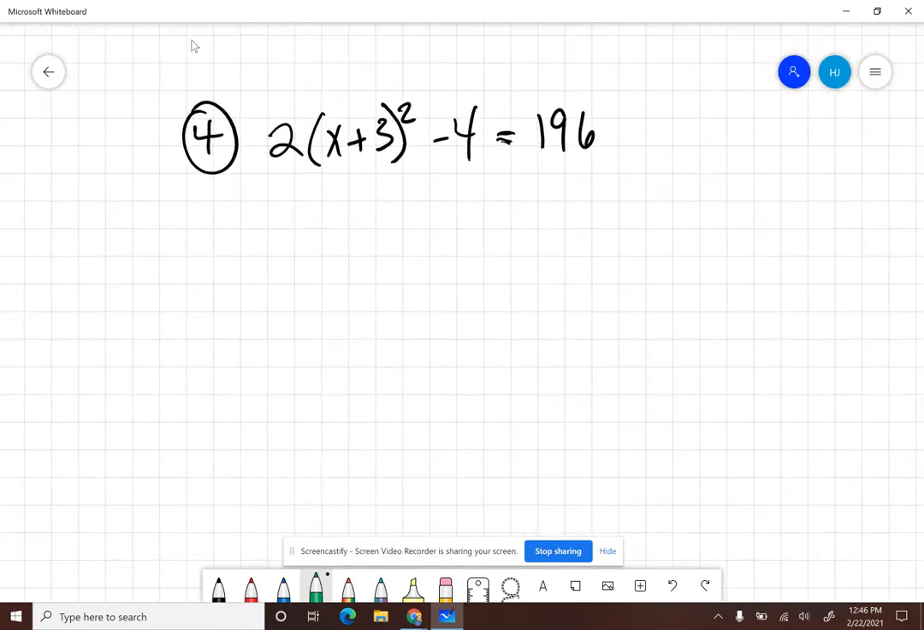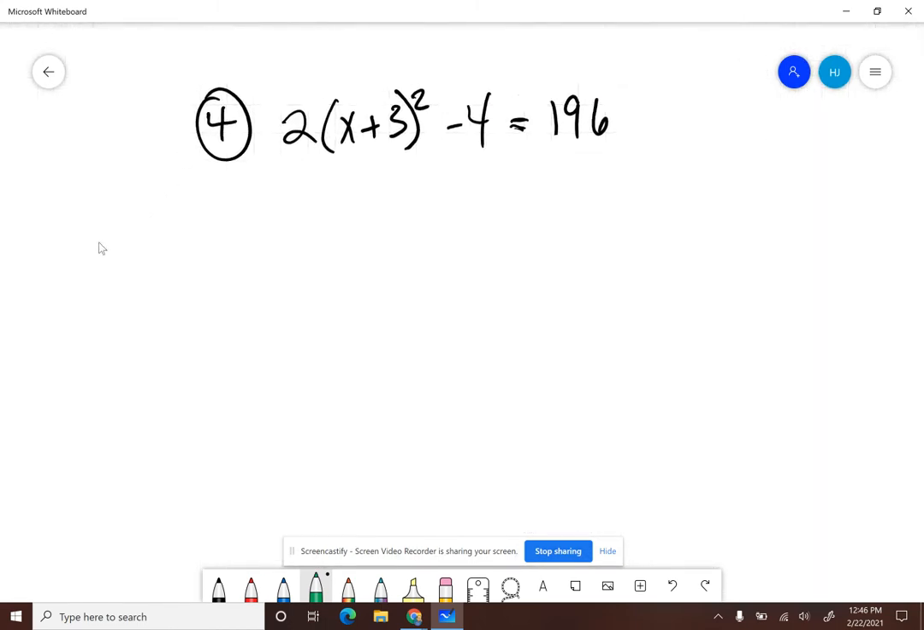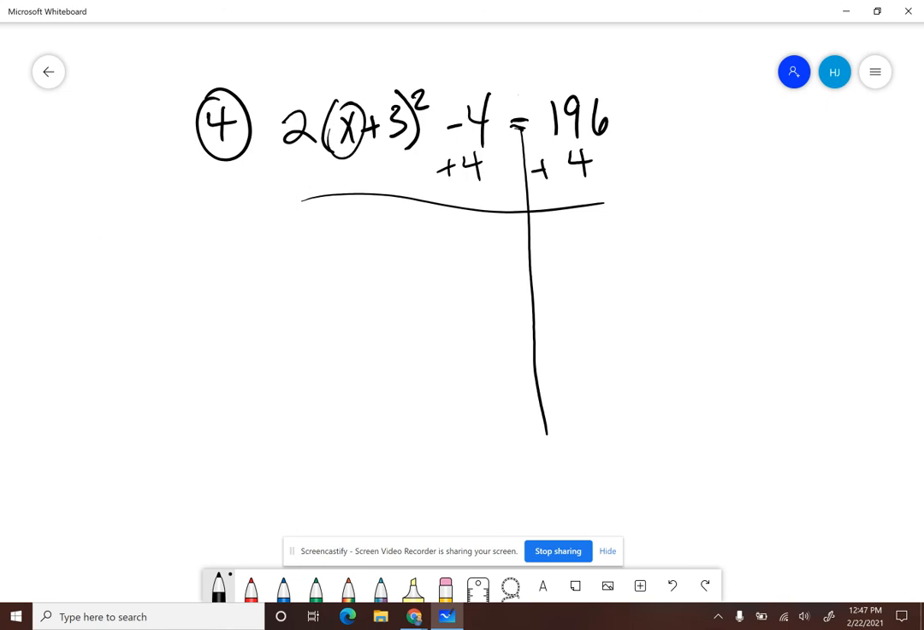So really quickly, let's go to number 4. Again, I want you to just notice here that it's exactly the same type of problem. I just have to work the same things that I do when I'm solving any type of equation. So first thing I'm going to do is put my line down through the equal sign. I'm going to go ahead and add 4 to both sides, because that gets it away from this term that I'm trying to isolate. So it leaves me with 2 times (x plus 3) squared. This would cancel, and it's going to equal 200.